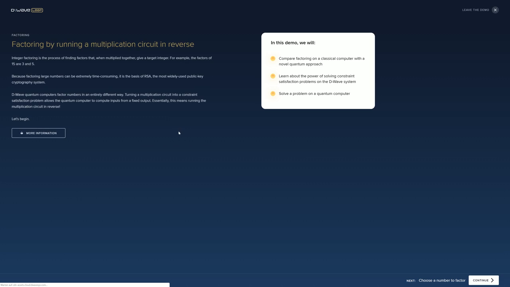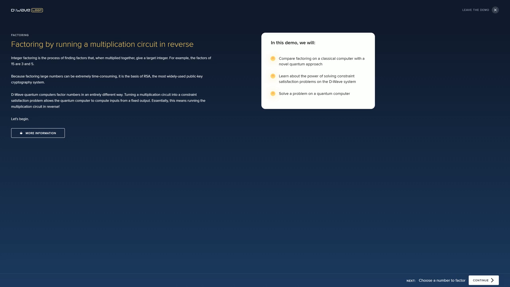Okay, how that works. In this demo, we will compare factoring on a classical computer with a novel quantum approach. Learn about the power of solving constraint satisfaction problems on a D-Wave system and solve a problem on a quantum computer. Factoring by running a multiplication circuit in reverse.